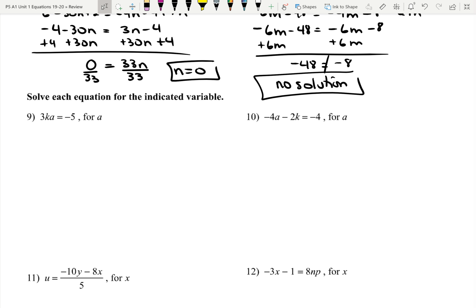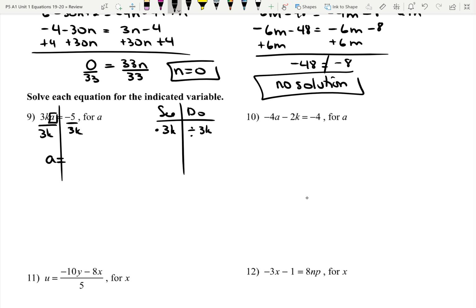In the next section, we're solving literal equations. We're getting one variable alone. So since I'm trying to isolate a in this case, I'm going to quickly make my see-do table. I see that a is being multiplied by 3k, and that's everything that's happening on that side. So the only step that I'll need to do is to divide both sides by 3k. So dividing both sides by 3k, I have that a is equal to negative 5 divided by 3k.